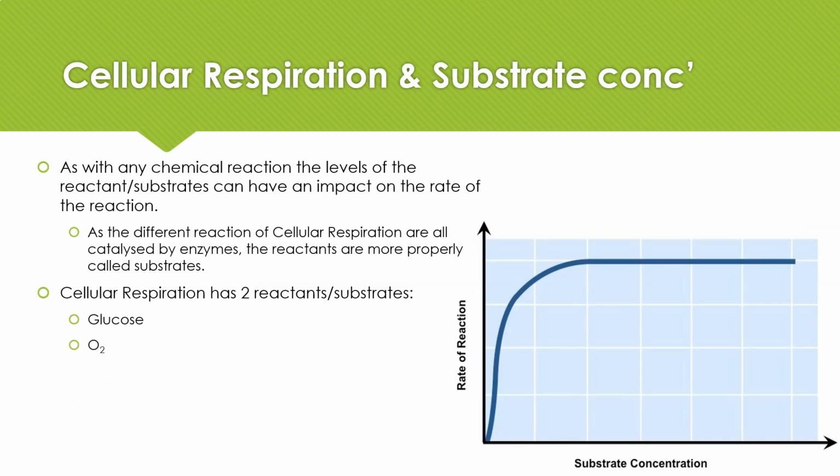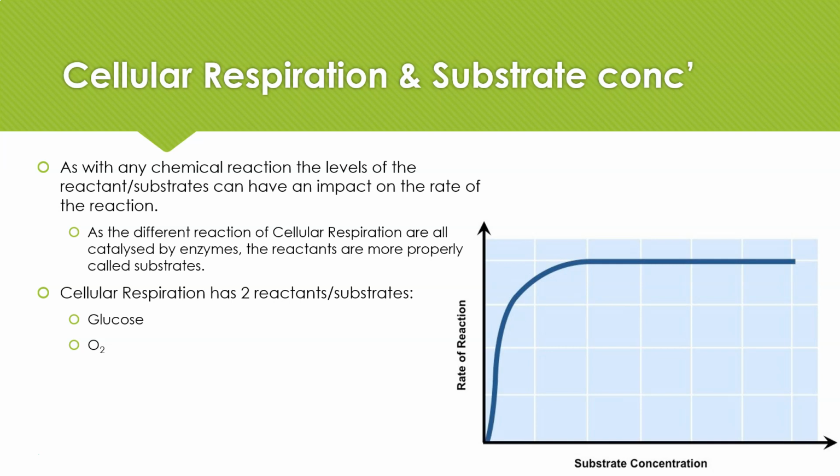So first we're going to look at substrate concentration. And this graph might look fairly familiar, and there's going to be a number of things in here that will look familiar because they're very similar effects to what happens when we make these changes with photosynthesis. But we are going to specifically look at cellular respiration here. So like with any chemical reaction, when you have changes in the level of reactants or substrates, that can have an impact on the reaction itself.